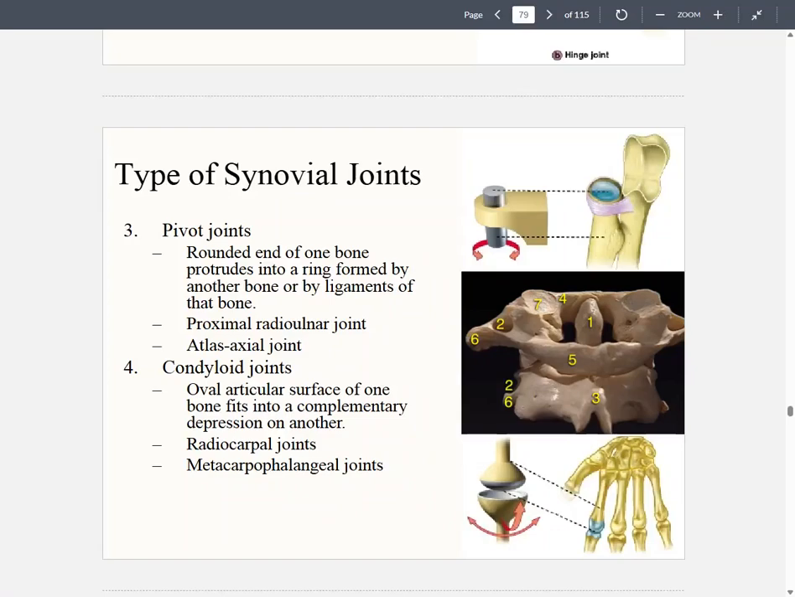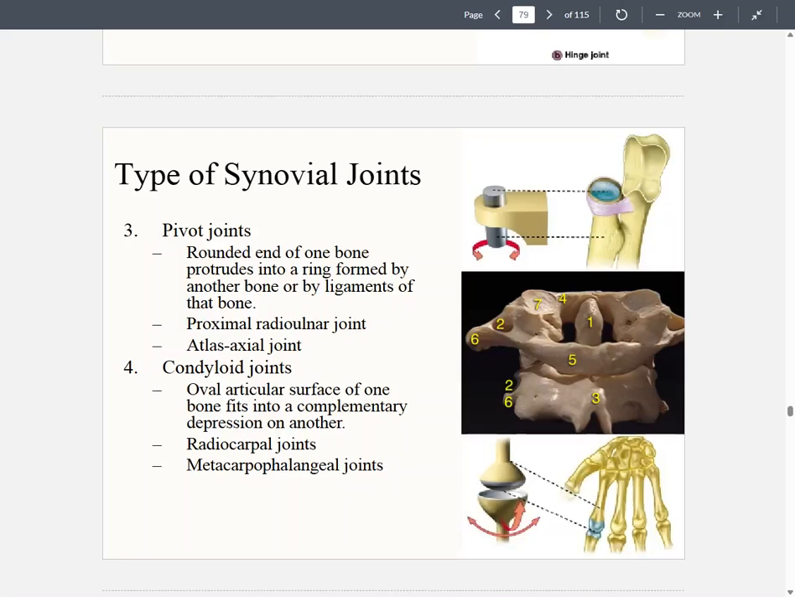The other place, and the far more important place, not that this one's not important, is the C1, C2 joint. So there is a portion of your second cervical vertebrae that sticks up, and it's called the dens or odontoid. And when it sticks up, it makes a connection with the inner ring of the first cervical vertebrae.